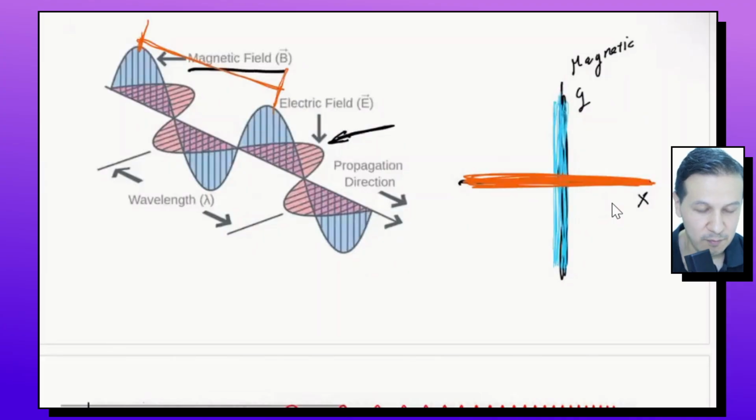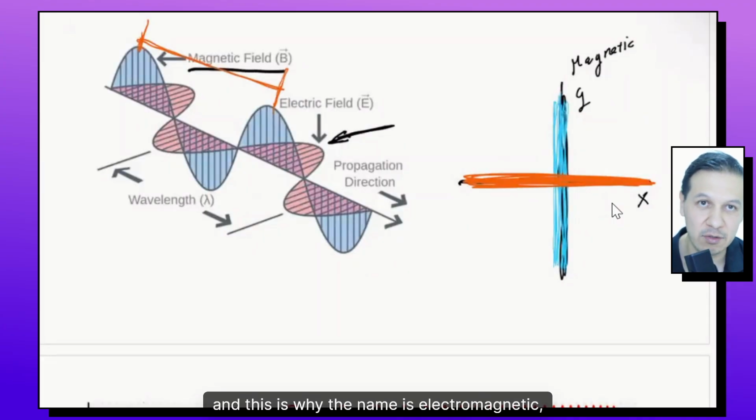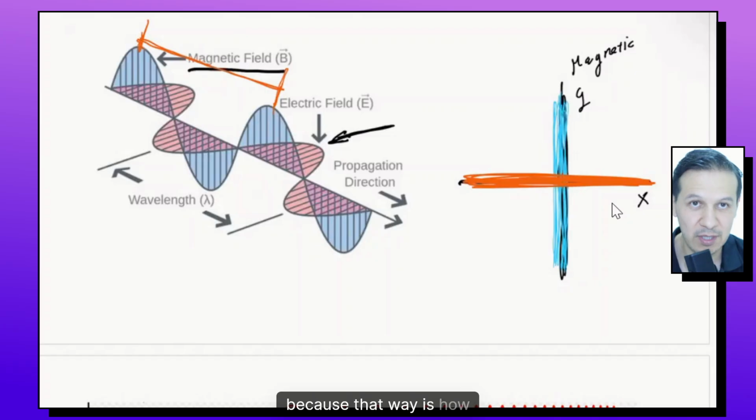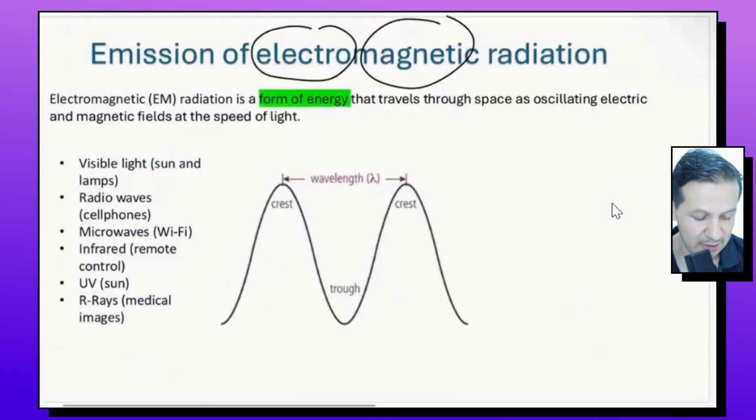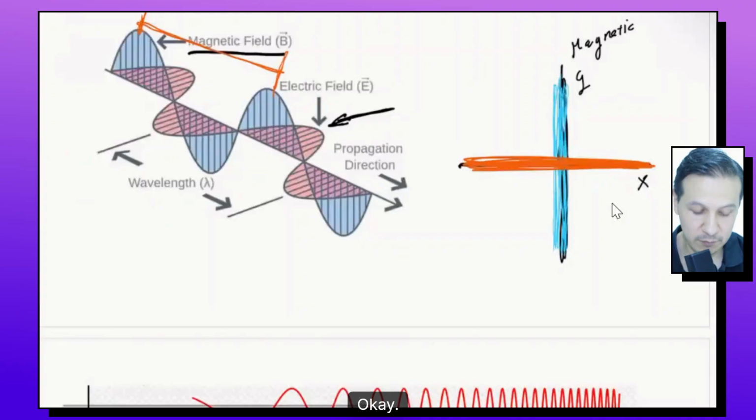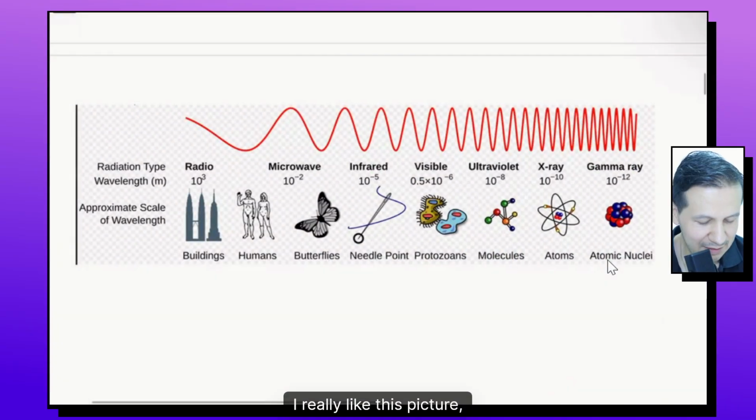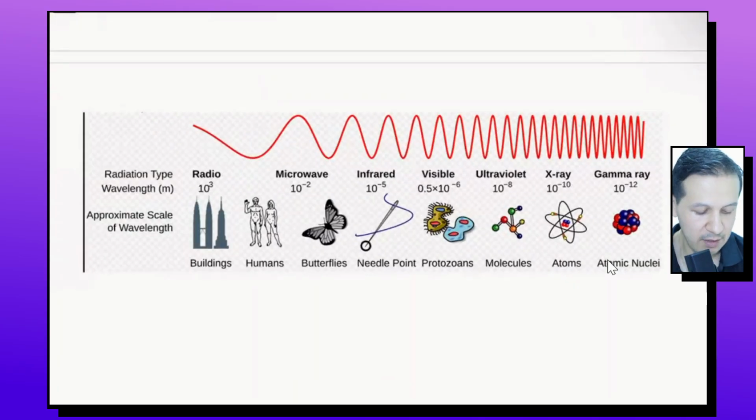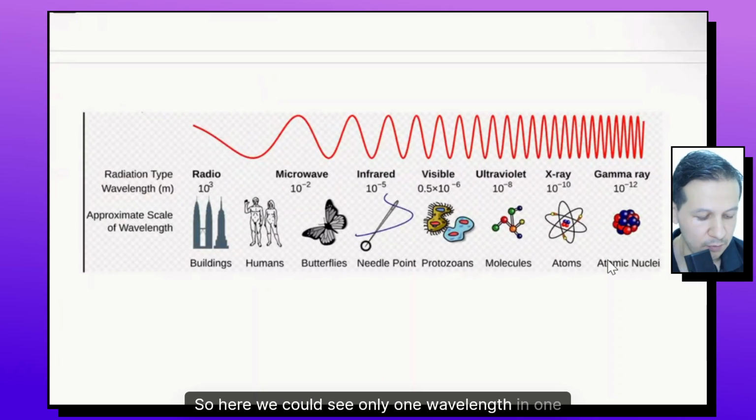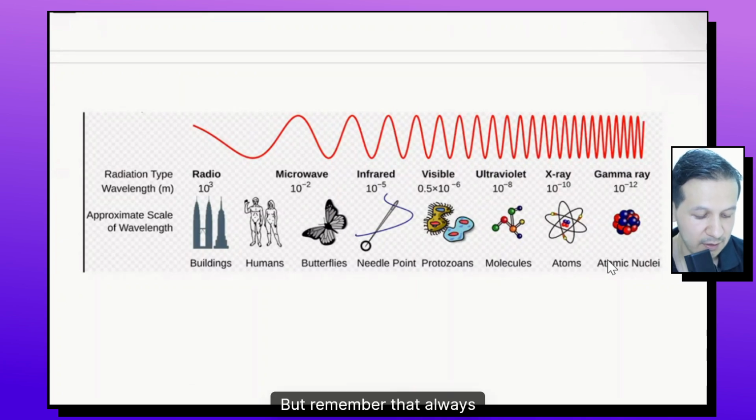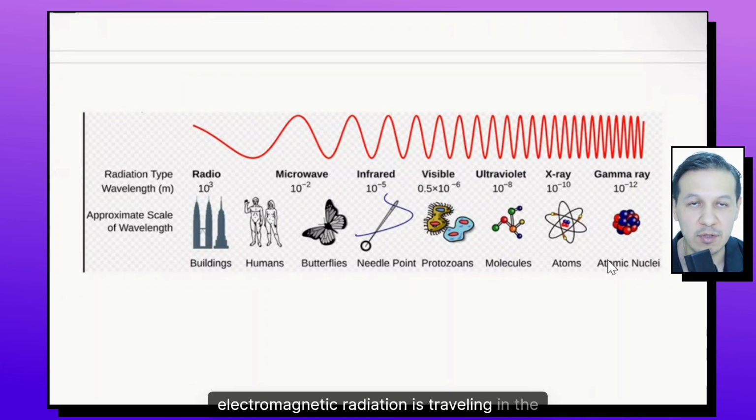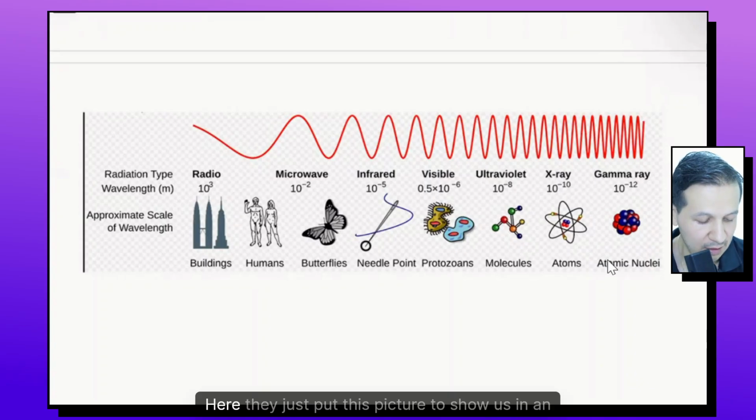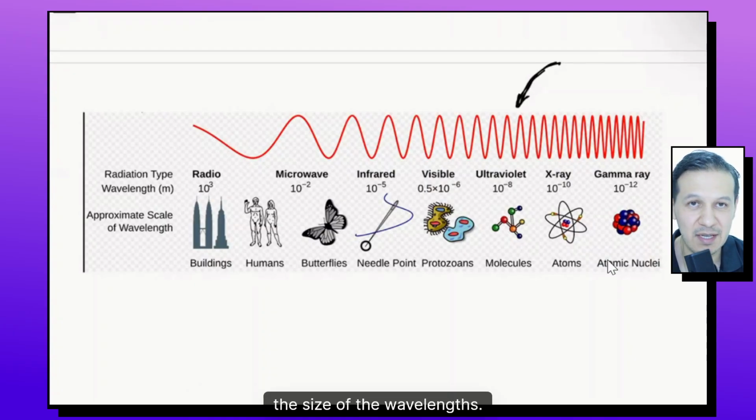So I want you to imagine, and this is why the name is electromagnetic, because that is how electromagnetic radiation is traveling. I really like this picture because it shows how the wave travels. Here we could see only one wavelength in one direction, but remember that electromagnetic radiation always travels with the magnetic vector on y and the electric on x. Here they just put this picture to show us in an easy way the size of the wavelengths.